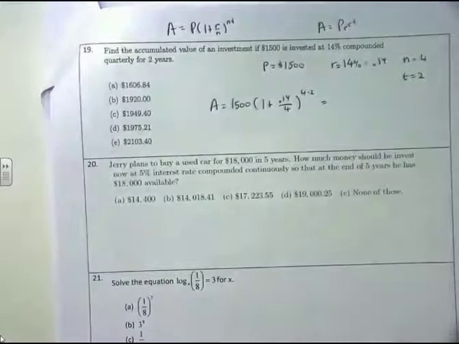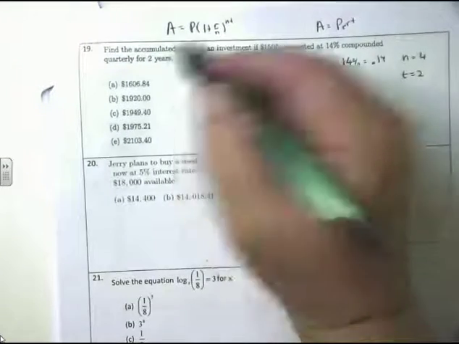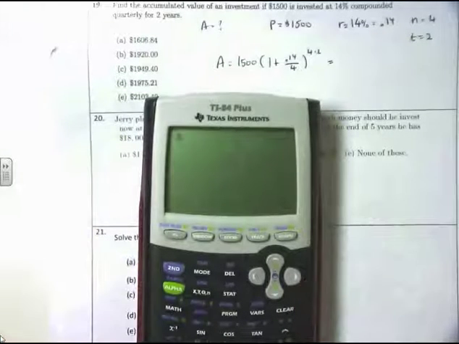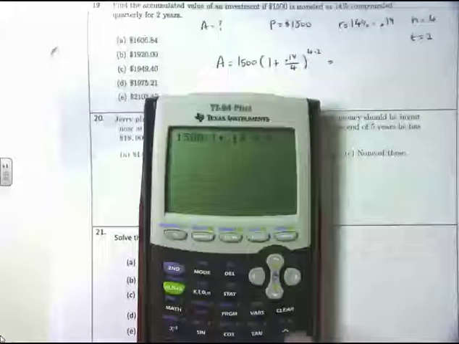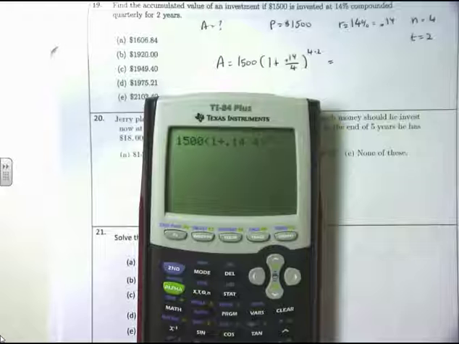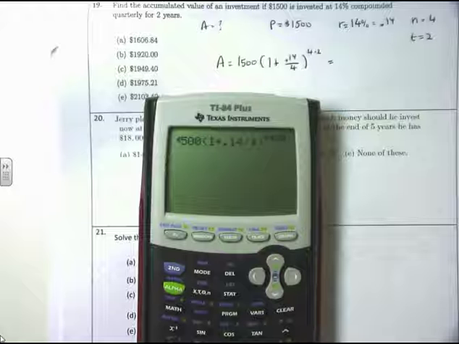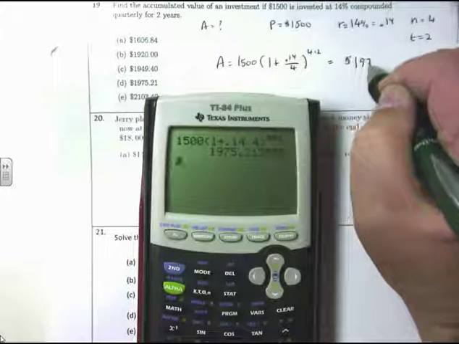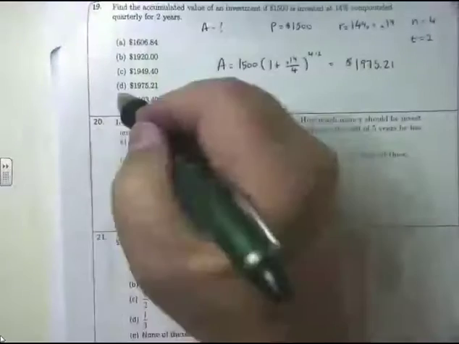So I'm going to use my calculator on this one, because remember we were trying to find A, the accumulated value here. So let me clear that out so you guys can see this. 1,500 times 1 plus 0.14 divided by 4 raised to the 4 times 2. And if you have the old style calculator, don't forget to put parentheses around the exponent. And then what do I get? I get $1,975.21, which is clearly answer D.